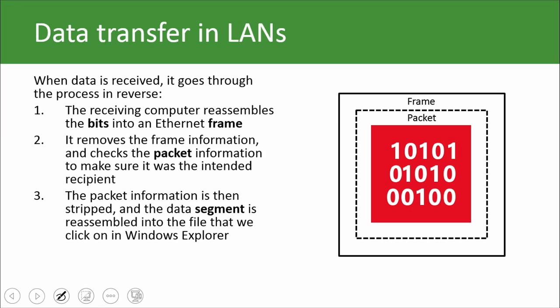All right, of course, when data is received by a device like your cell phone, it goes through the reverse process. So what happens is that the receiving computer is going to take all those bits. It's going to reassemble the Ethernet frame. It's going to strip the physical addressing information, and then it's going to strip the logical addressing information known as the IP address. So it's no longer a packet anymore. It's going to come back into its segment form, and then it's going to be reassembled into the file that we click on in Windows Explorer, which I think is a pretty cool process, and it actually really simplifies the way that data transfer occurs.